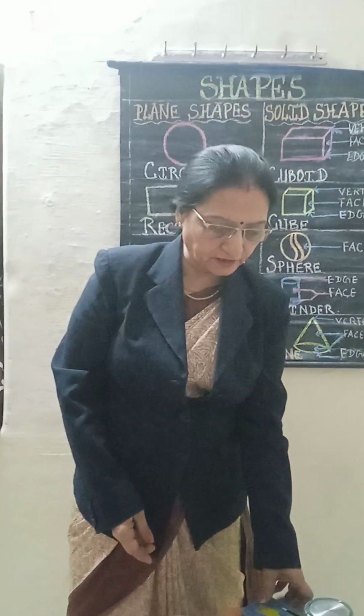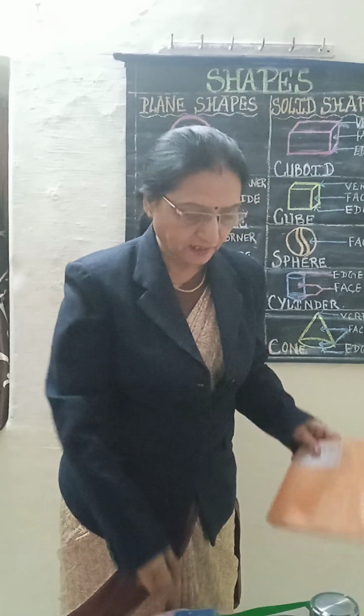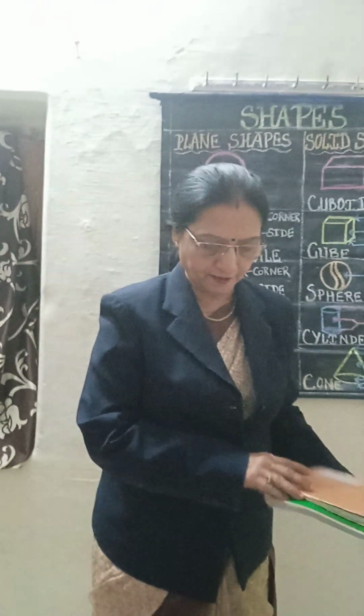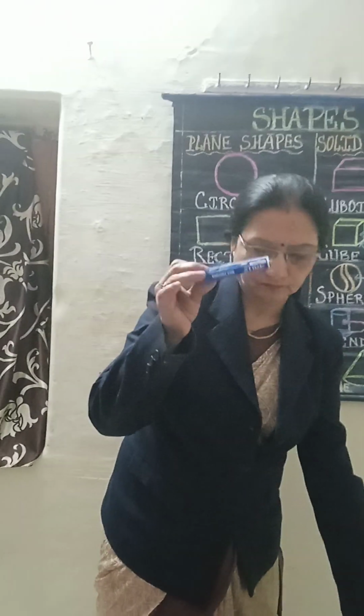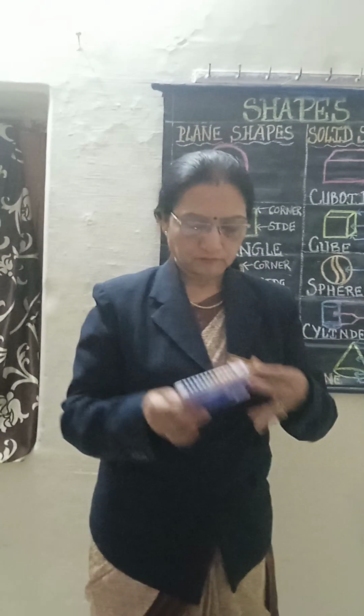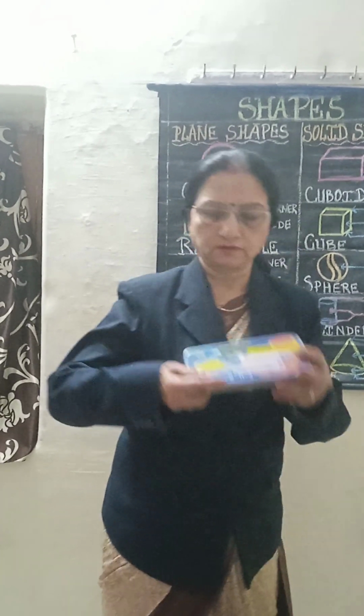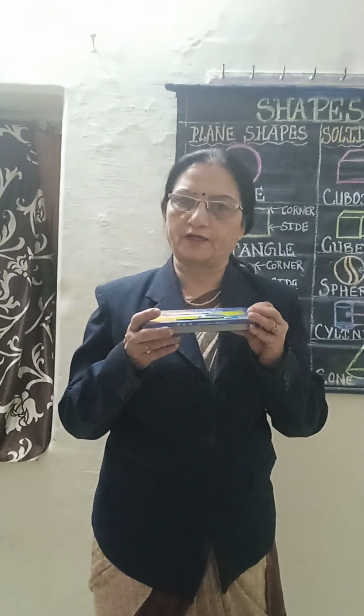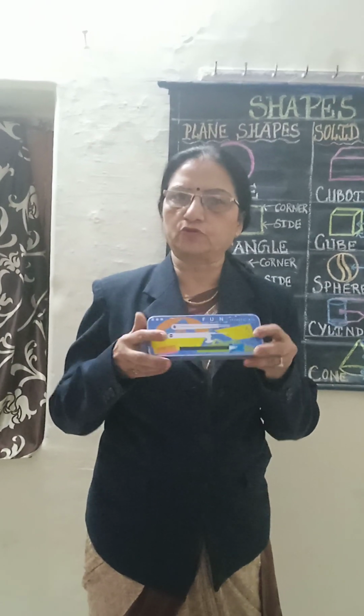Now what are the different examples of cuboid? Notebook. You all are having this notebook. Book. This is an example of cuboid. This color box. Matchbox. And this compass box. These all are examples of cuboid.